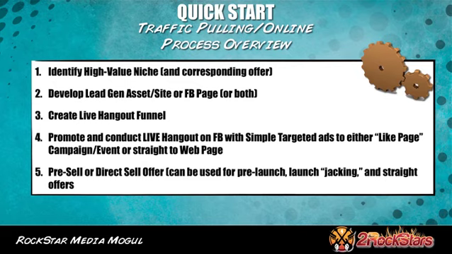It might be a coaching program you're offering. Maybe it's an info product you have about dog training. I don't know. It could be a number of things. It's identifying who that audience is. The next step is developing a lead generation asset. Same thing, but this time it can be a site or a Facebook page or both. And we're not going to go too heavy into that.